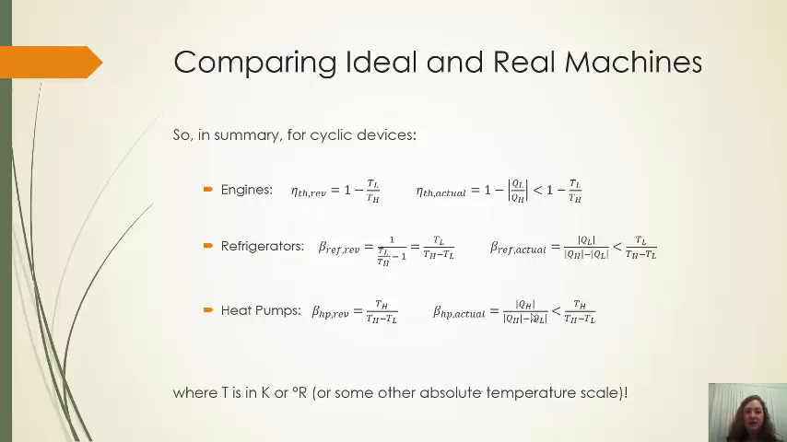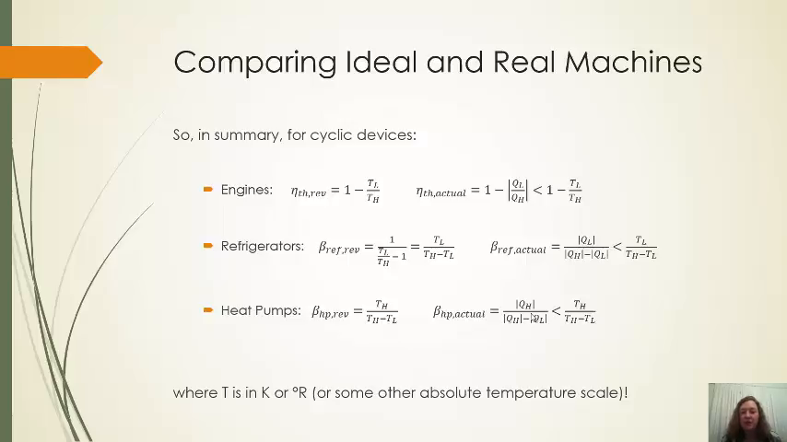Now, comparing ideal and real machines. In cyclic devices, I always am going to be wanting to measure power over heat input. For a reversible engine, I can estimate it by 1 minus TL over TH. In an actual engine, it could be estimated by 1 minus the ratio of the QL over QH using absolute values. For a refrigerator, it turns into TL over TH minus TL for the coefficient of performance.